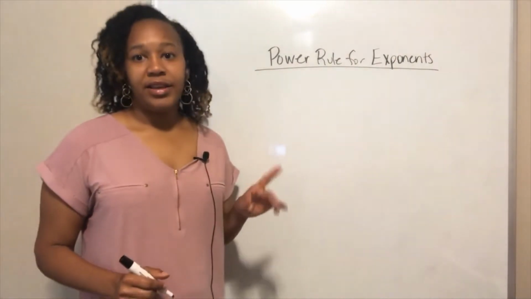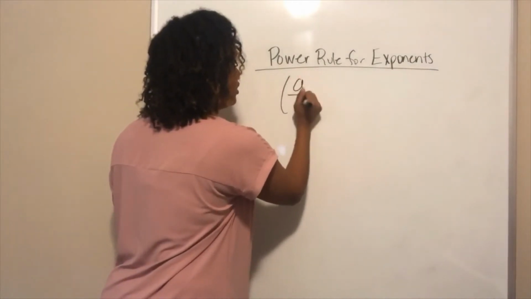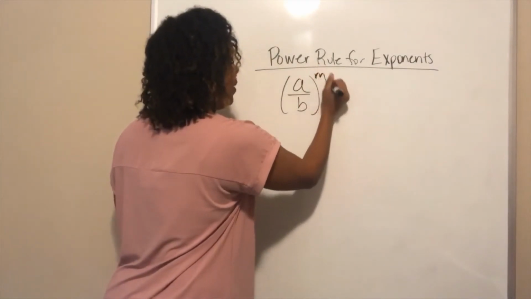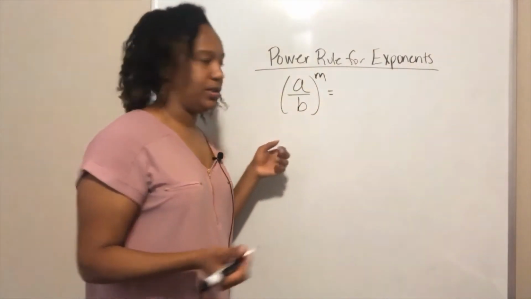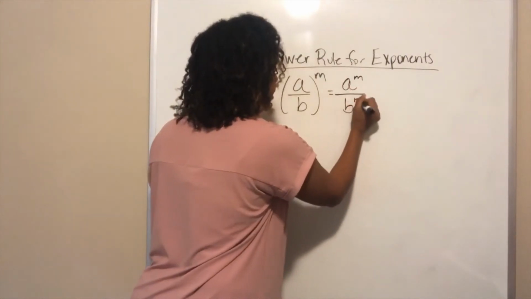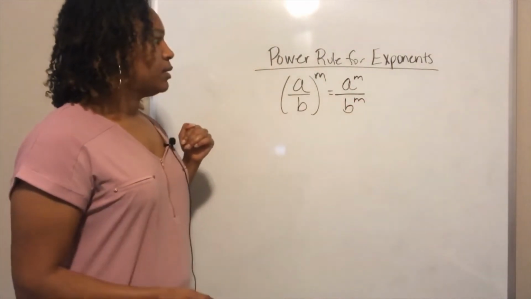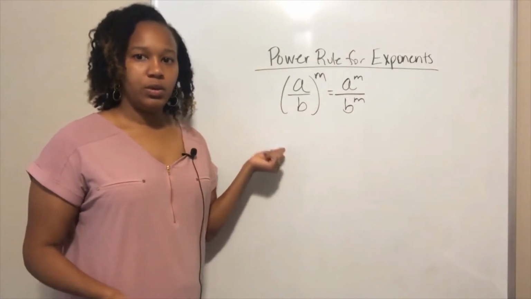All right, the last version of the power rule that we're going to talk about is if you're dividing two things and you raise those to a power, just like previously, you take everything inside the parentheses and raise it to that power. So this will become a to the m over b to the m. And this is basically the power rule applied to a quotient.